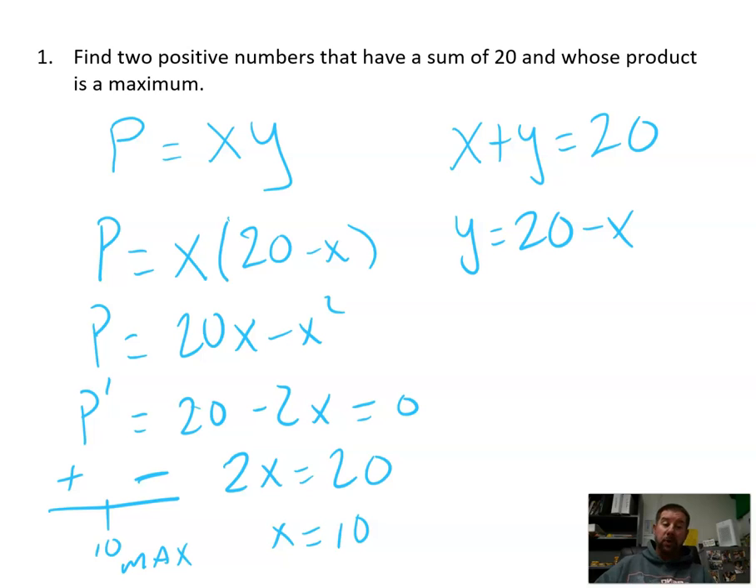Now, if you get multiple critical values, you better start testing to see which is the max and which is the min. But generally speaking, we're going to get just one critical value, and that's going to be the one that we can use. All right?